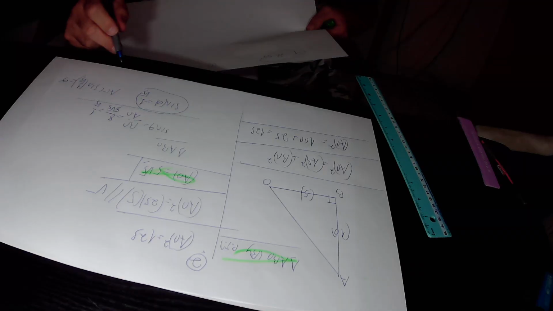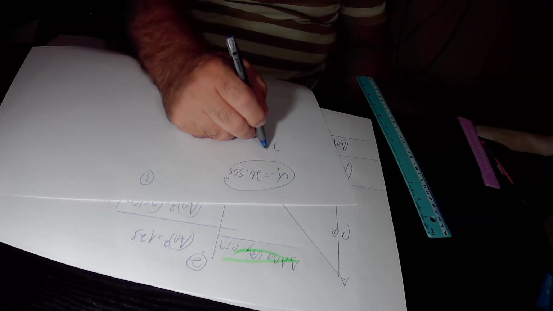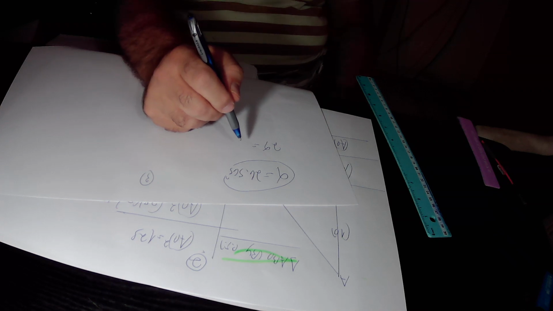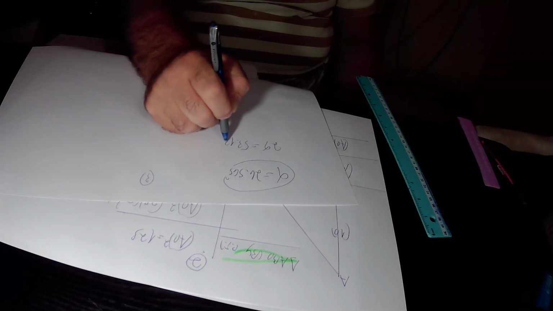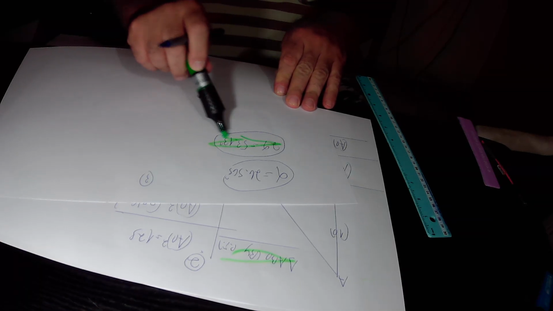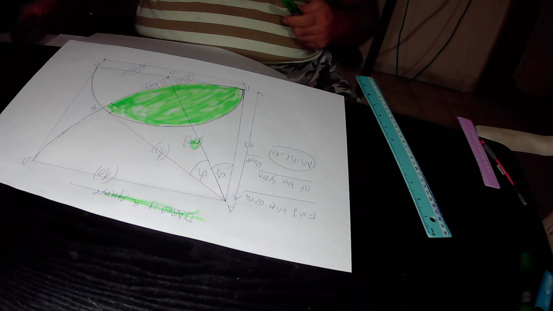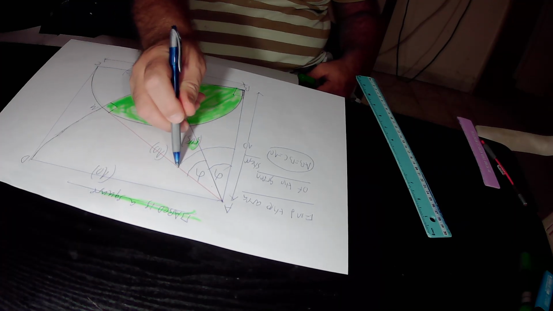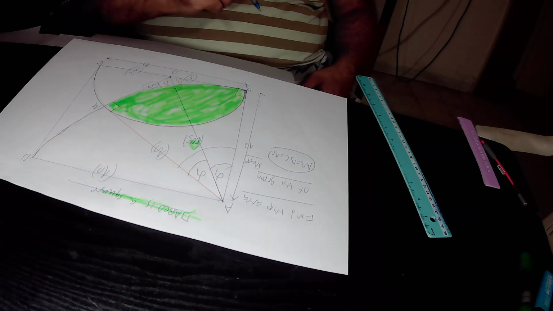Again, we found that angle alpha itself equals 26.565 degrees. And therefore 2 alpha must be equal to 2 times 26.565. That is actually 53.13 degrees. So 2 alpha equals 53.13 degrees. This is the big angle 2 alpha. This equals 53.13 degrees.